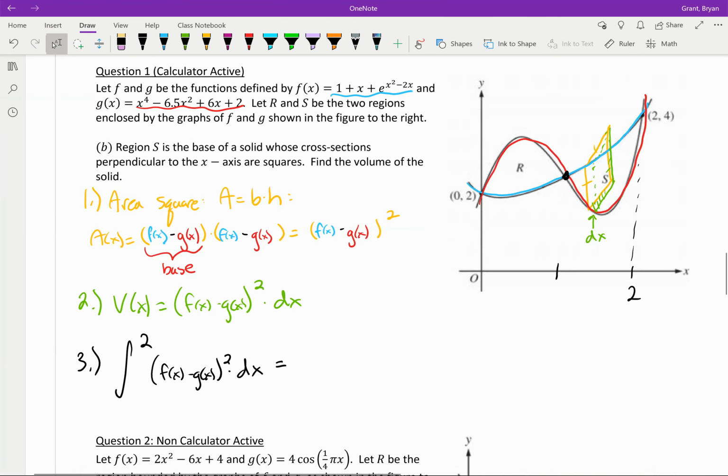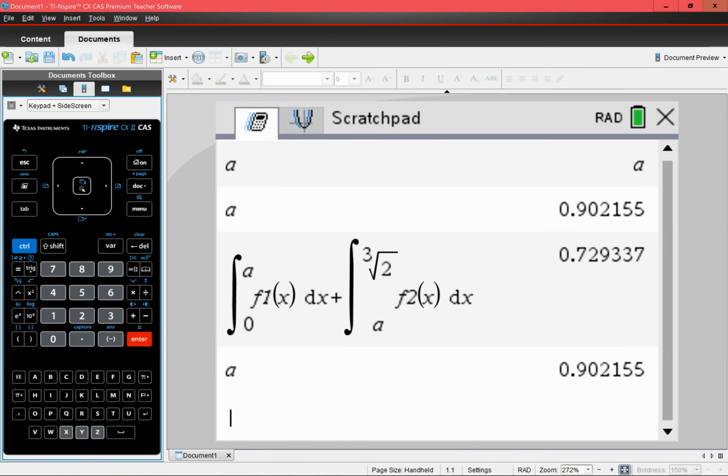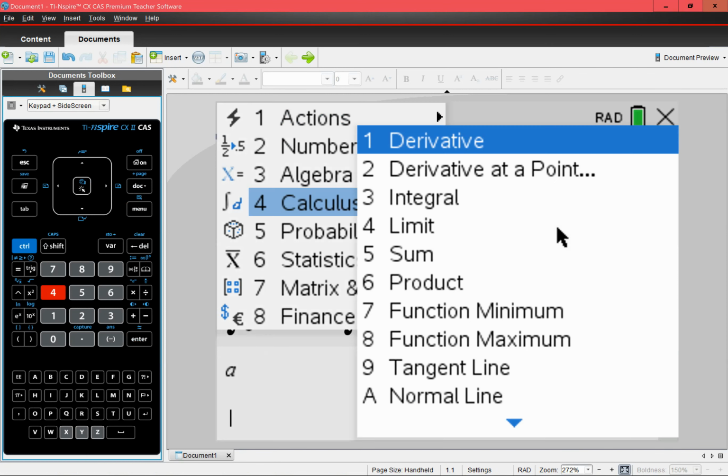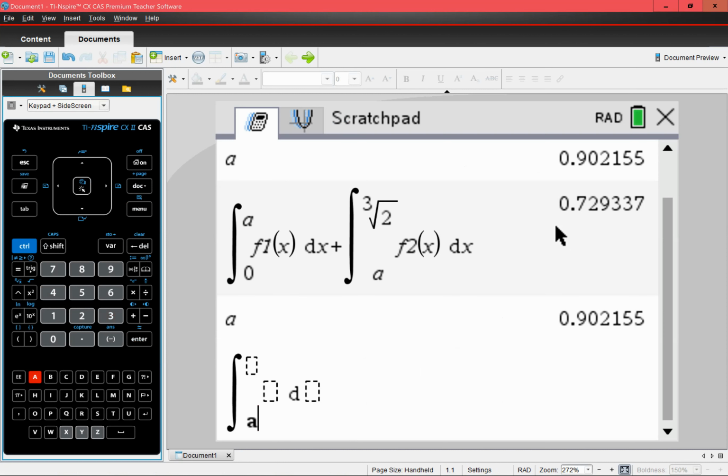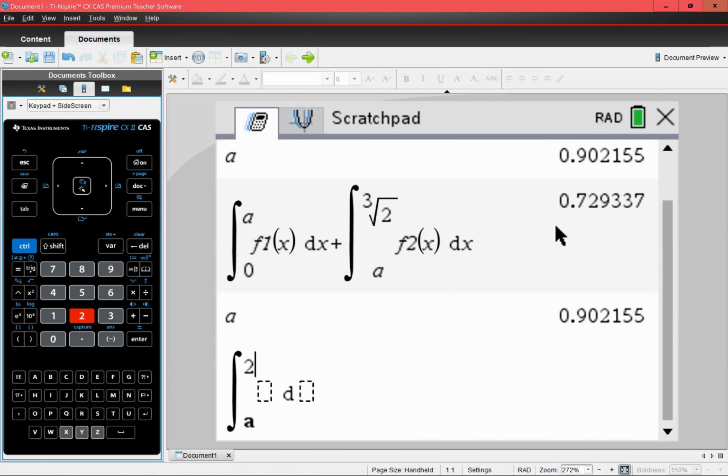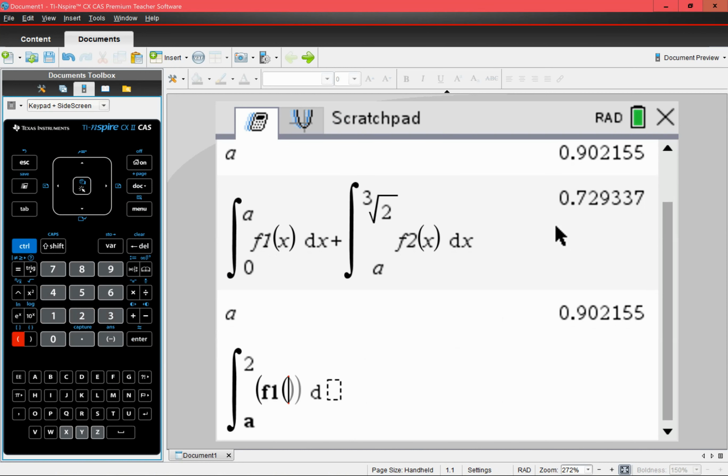So let's go ahead and do our integral. So we're going from A to this of all this function, and we can just type that into our wonderful graphing calculator, right? Menu, calculus, integral. We're going from A up to 2. And then I didn't define my functions on this, you could have, but the functions are in our graph, and I believe the first one that I graphed, which was the top function, is going to be f1 of x. And then we have to subtract the bottom function, which is g of x.